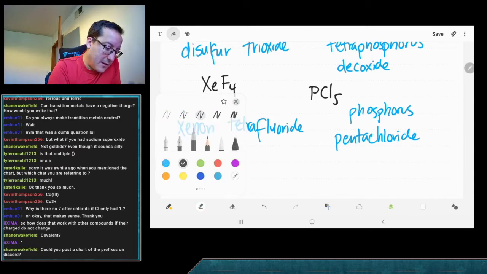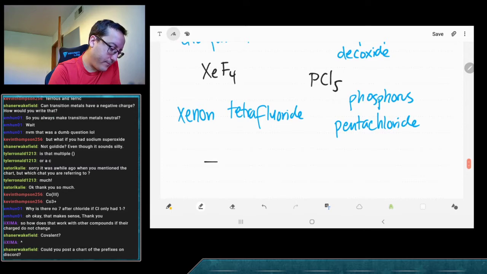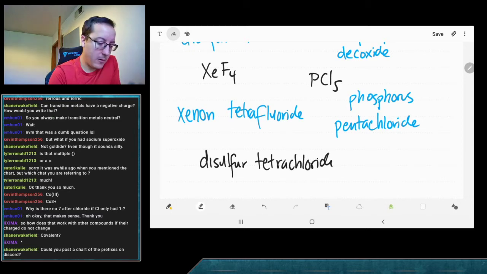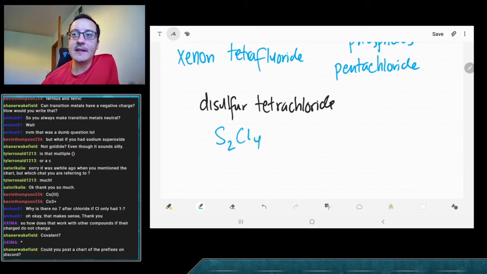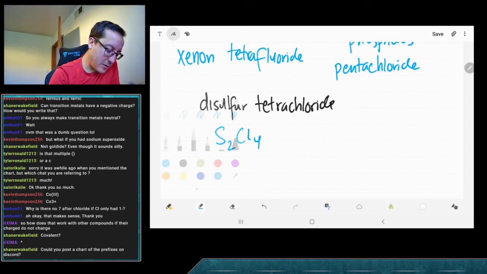Going the other way is not bad either. It tells us right here we have 2 sulfurs and 4 chlorines. Easy, easy, easy. Any questions on these? This part is easy.